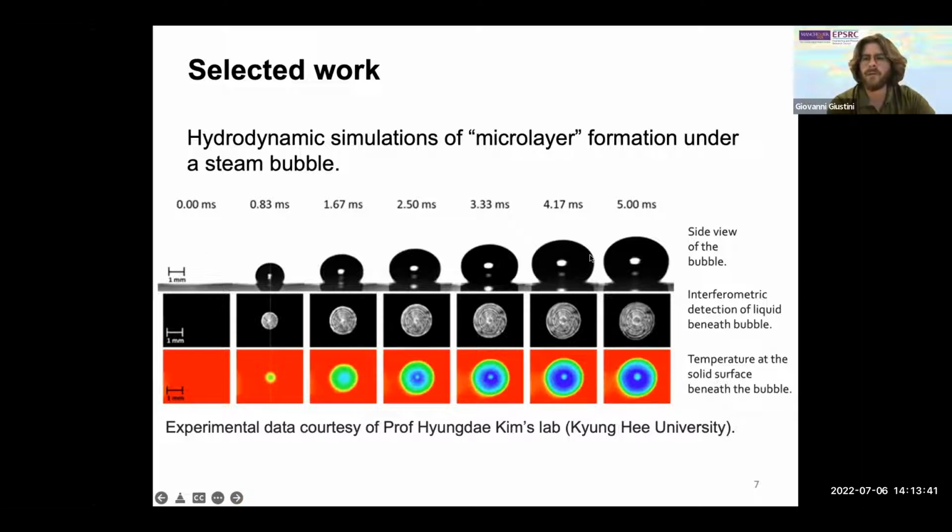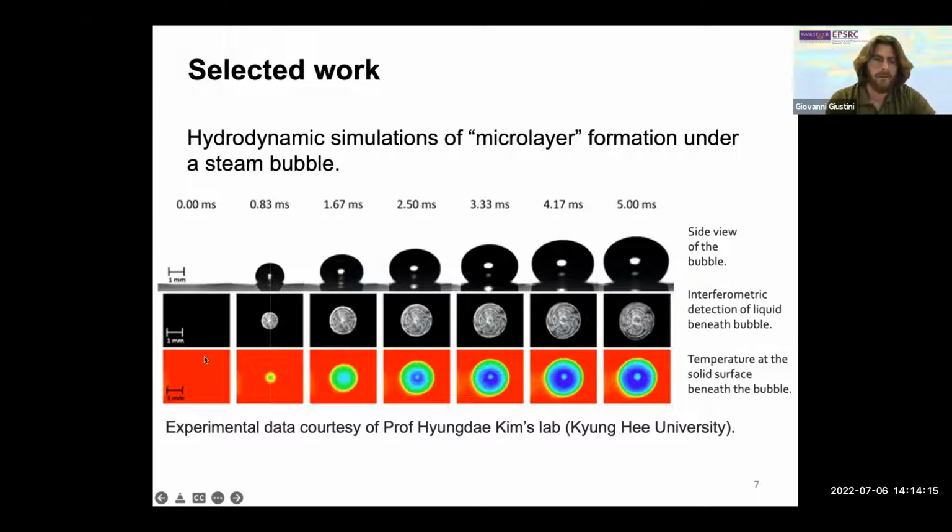So the top row of images is a side view of the bubble with a camera. The middle row of images is an image from the underside with an interferometric technique, which is suggestive of the presence of fringes, typical of an interference pattern, that may suggest to us that actually beneath the bubble, in between the bubble and the solid wall, there is something else. There may be a liquid film, and I'll come back to that in a second.